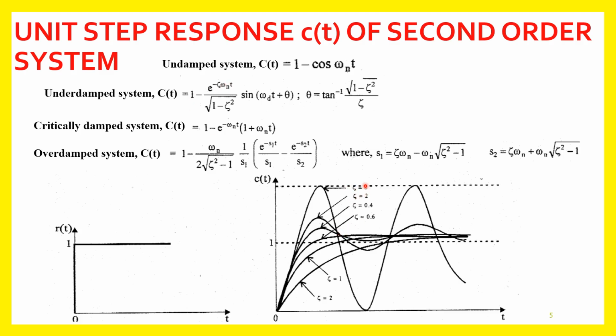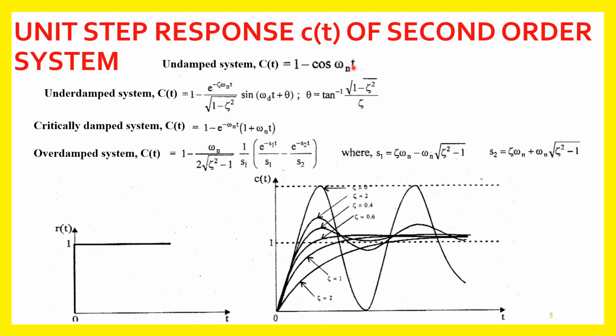So you can see here, this is zeta equal to 0. For zeta equal to 0, the system is fully oscillatory. There is no final value reached. And you can also see the expression c(t) = 1 minus cos(omega n t). Let us assume omega n t is equal to 0. When omega n t is 0, cos 0 is 1, so the initial portion is 1.